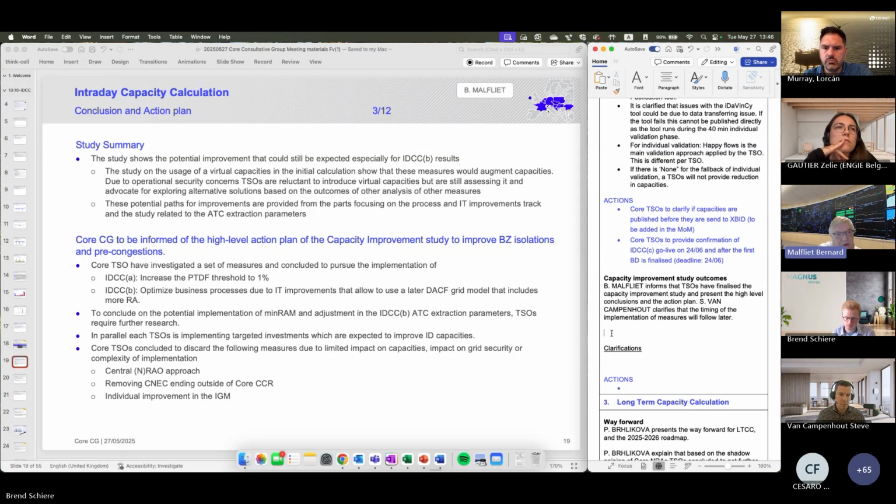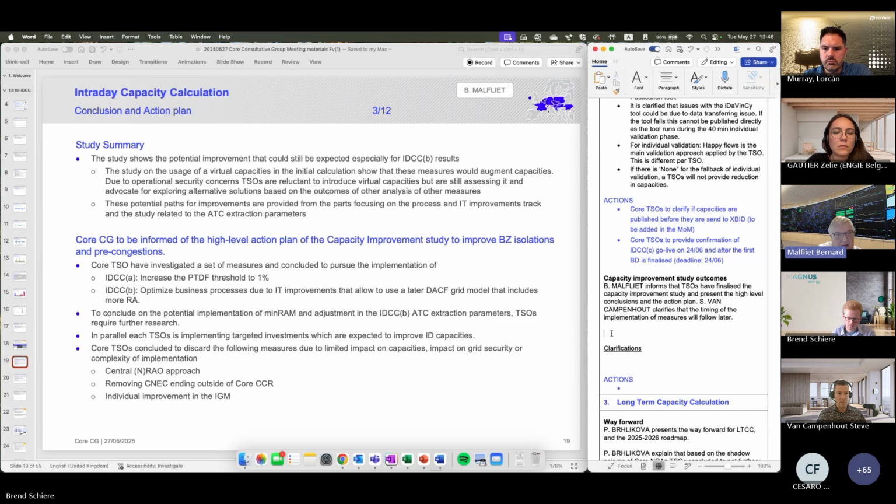increase the PTTF threshold, which is currently at 0.5%, to 1%. This actually helps quite a lot, the bidding zone isolation of cases of IDCCA. Yeah, more than you would expect. So it helps really quite a lot.